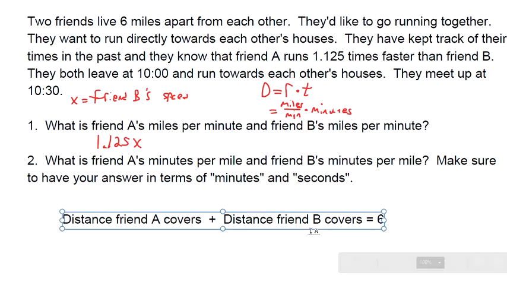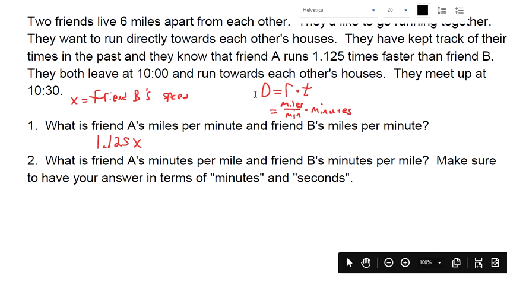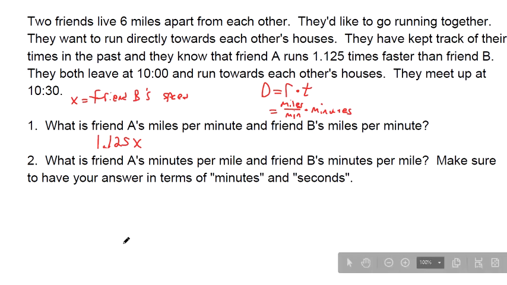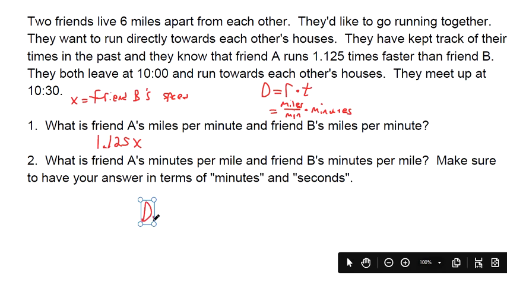Oops, this is from a previous attempt at a video. Yeah, so the equation, the words that we just saw down there, I'm about to do here. We need to make an equation to represent this situation. So the distance that friend A covers, if you add that to the distance that friend B covers, that should equal 6 miles because they're meeting up in the middle, right?